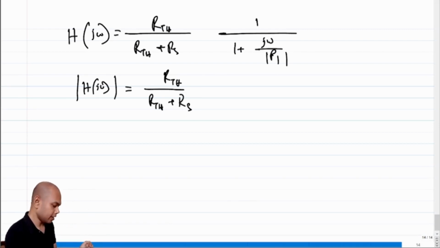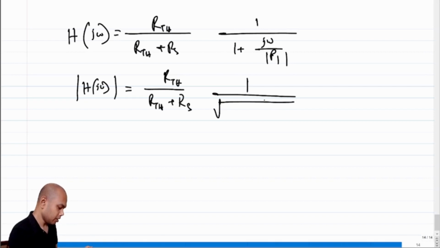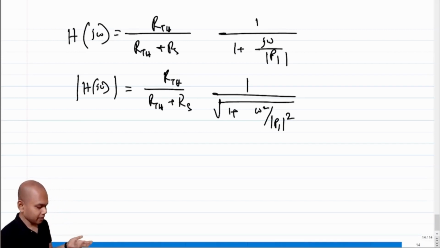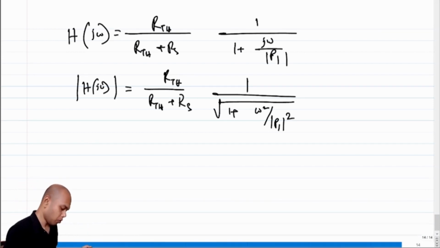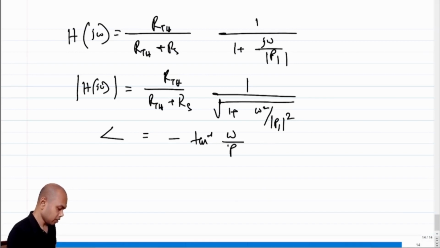Mod of the second term, which is 1 by under root 1 plus omega squared by mod of P1 squared. In this case, P1 is real, so it doesn't really matter if you take the mod or not. And what is the angle? What is the phase associated with it? The phase associated with it is minus tan inverse omega by mod of P1, right? So what does this essentially imply?